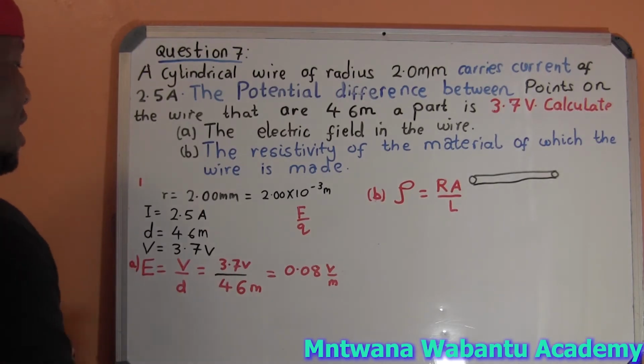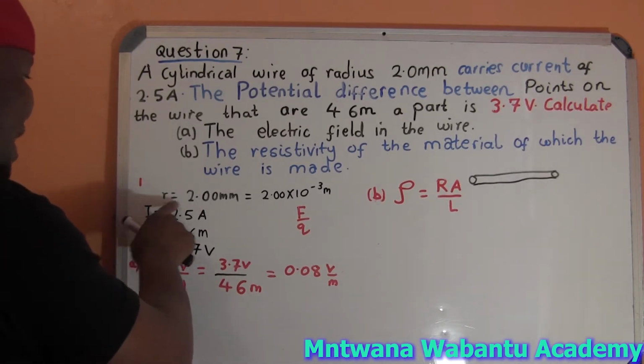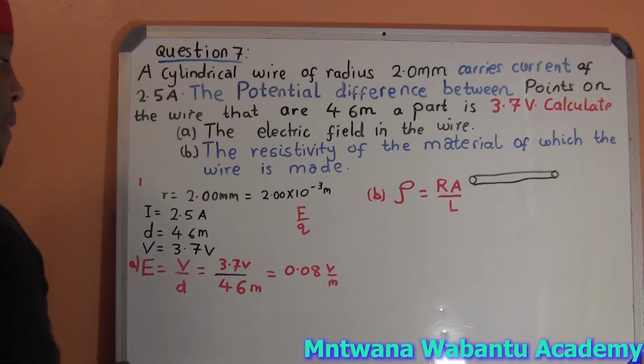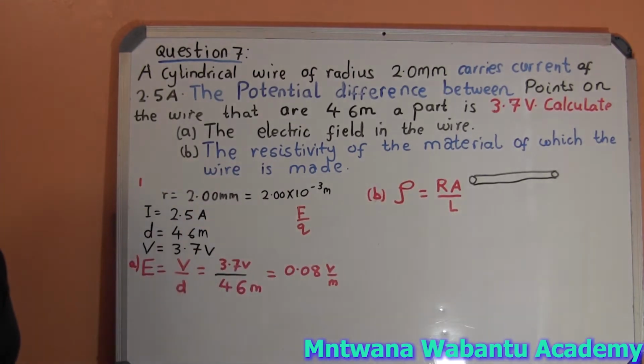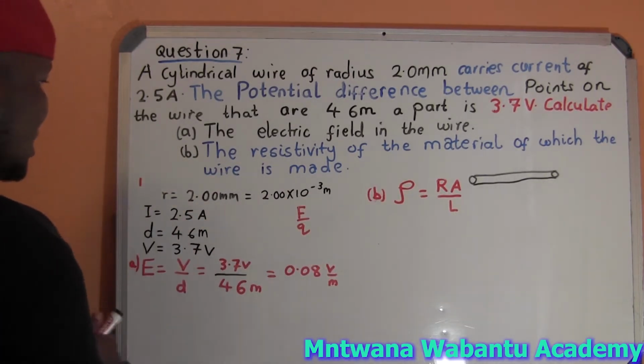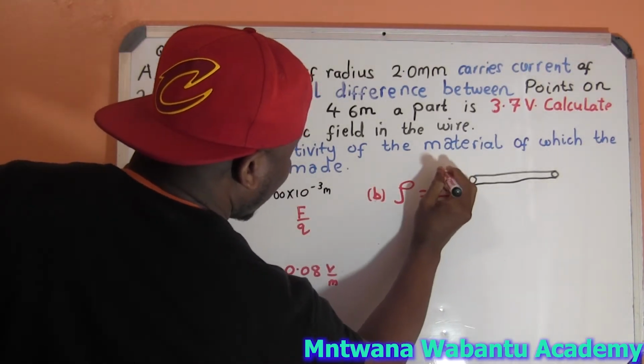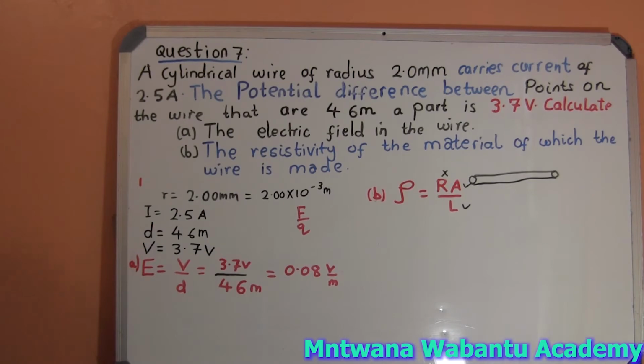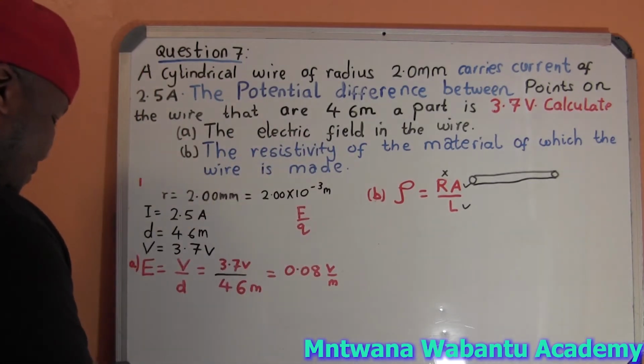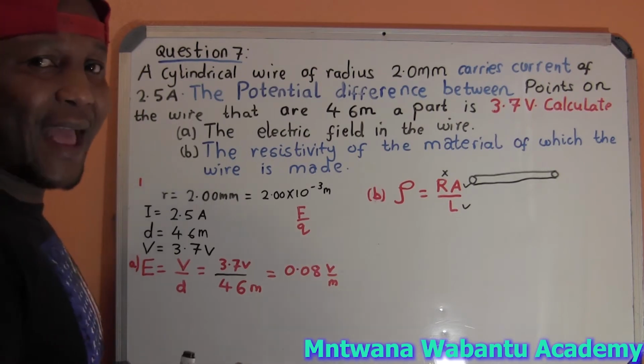How can you get it? Because I have a radius, so I can get a cross-section area. Length? Oh, yes, we have a length. Length is the distance of separation. So this one here can be obtained. The problem is what is the resistance, okay? Now, let's get all of them so that we know what we have and what we don't have.